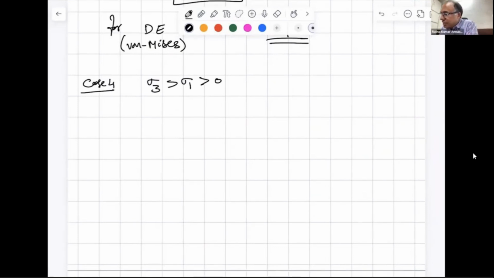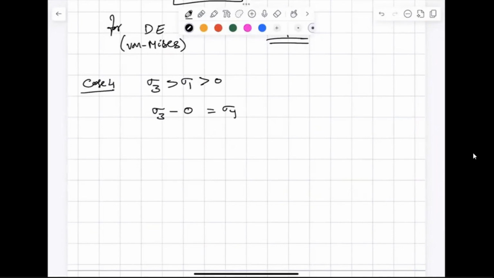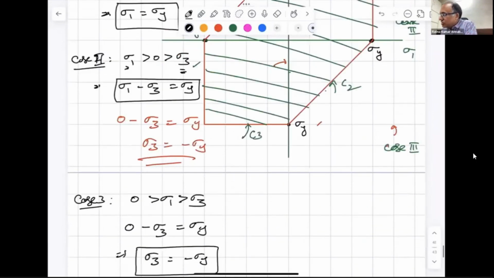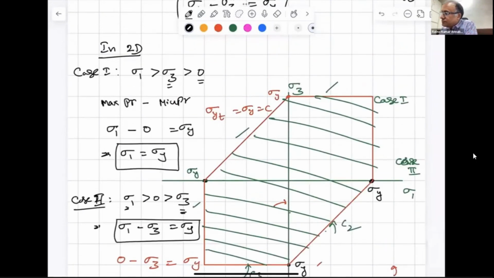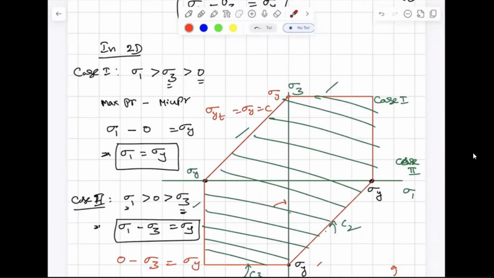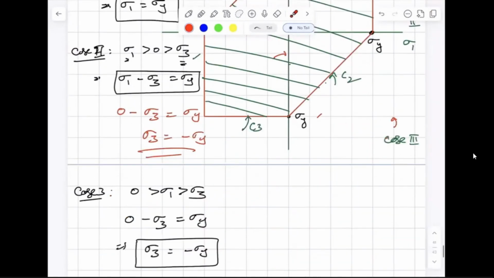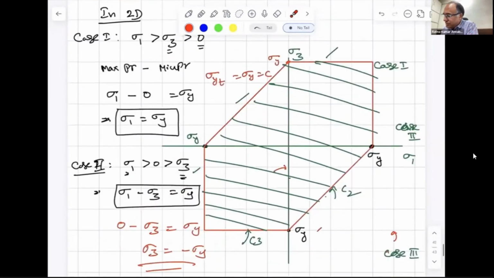Then according to maximum shear stress theory, what should be the equation? Sigma 3, the maximum principal stress, minus 0 must be equal to sigma y. That implies sigma 3 is equal to sigma y. So which line is sigma 3 equal to sigma y? This is your sigma 3 is equal to sigma y line, isn't it? That is how I got this line. Similarly, interpolated.